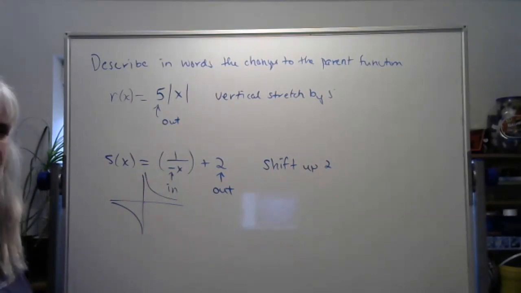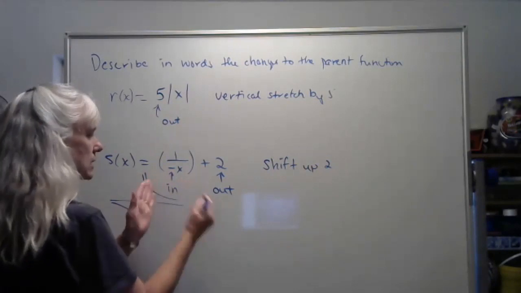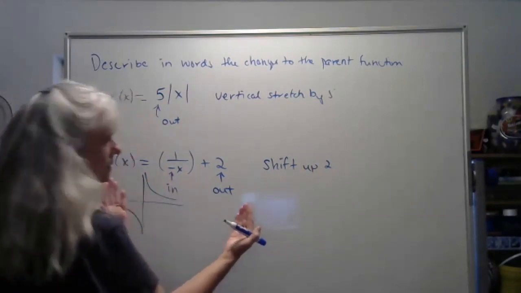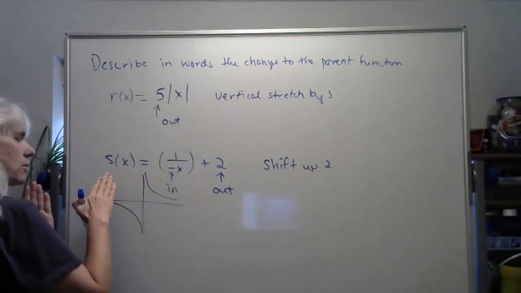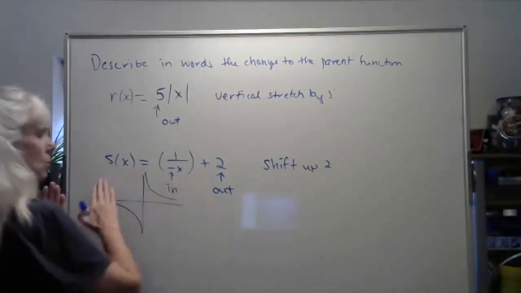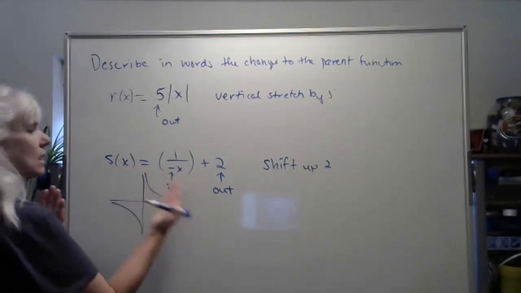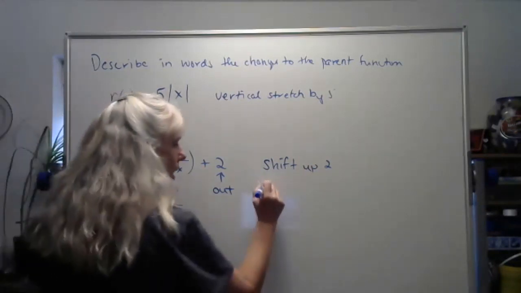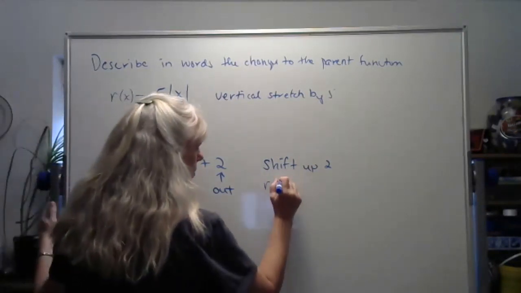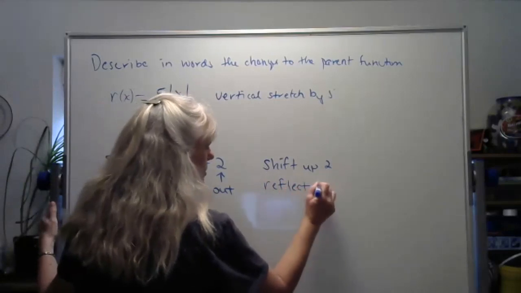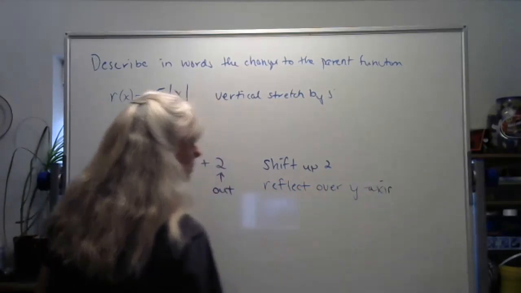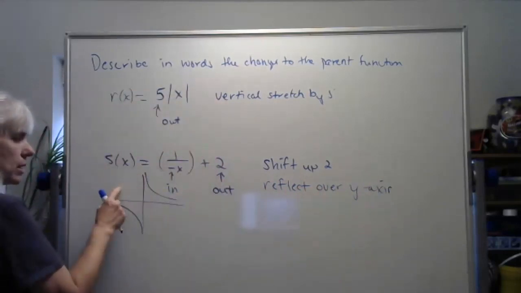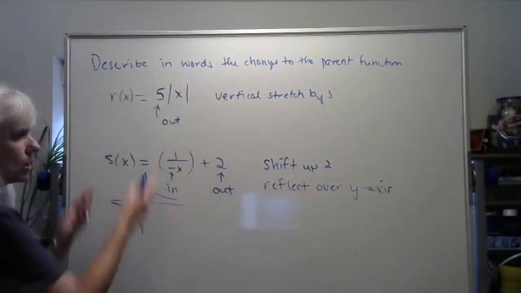So a negative on the inside tells me it's a reflection. And in this case, because it's on the inside, we need to change the sign of the x's. So it's going to take whatever is over here and move it over here. It's going to take whatever is over here and move it over here. So if I flip the x's, I can see it's a reflection across the y-axis. Yep. So it would take this piece and move it over here, and this piece and move it over here, and then everything would go up 2.